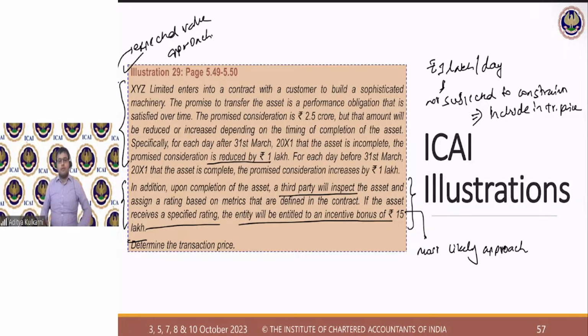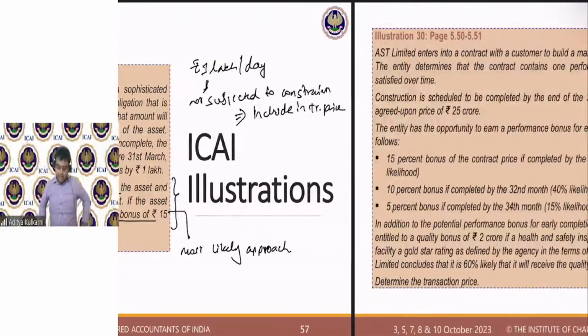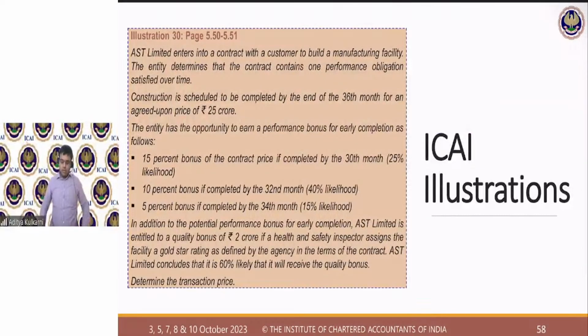So at the beginning of the contract, how many days prior or afterwards you are going to take care? You have to ensure that it is done. And the meeting of the metrics requirement, it's either yes or no. So you just do the assessment accordingly. Are we clear with this? Yes. 29 is done.